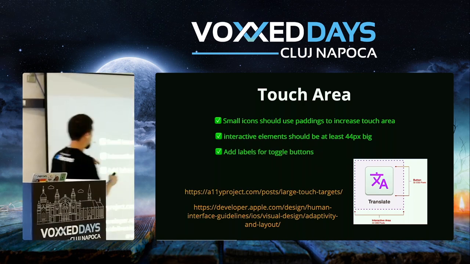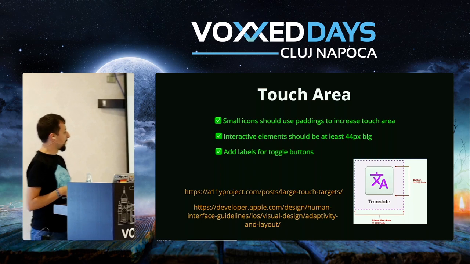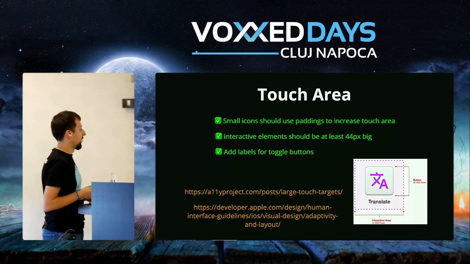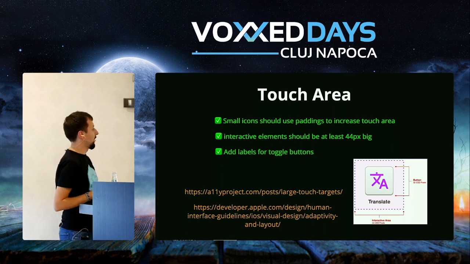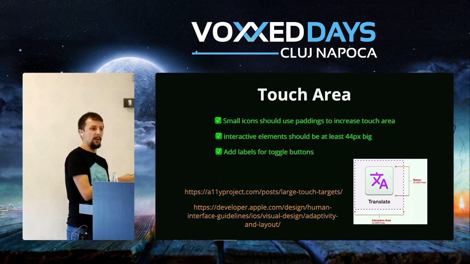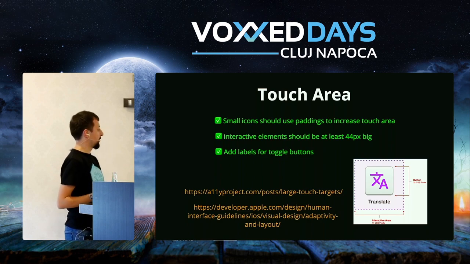The labels should be added for like toggle buttons when you're focusing on the element. It's kind of like similar as a hover if you want, but like conveying again more information to the user.